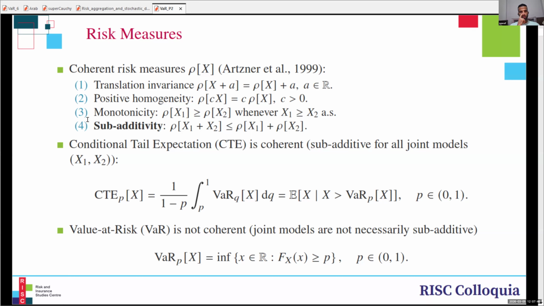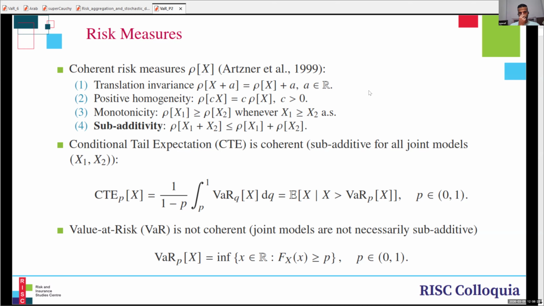The third property, which is monotonicity, is defined by considering two losses. If you have one loss that is dominating another loss, so one loss is likely to give you a higher value with a higher probability, then your risk measure rho should reflect that, meaning the riskiness of X1 should be bigger than the riskiness of X2 whenever X1 is dominant.